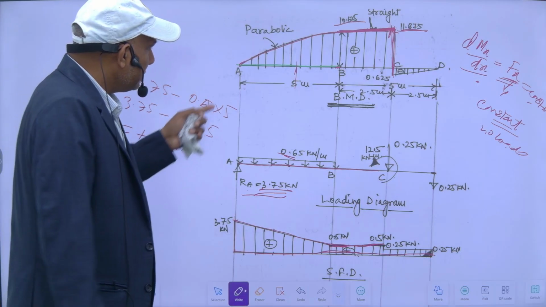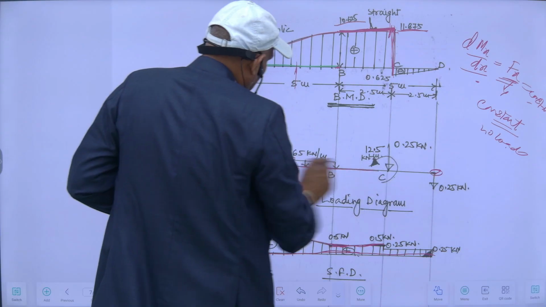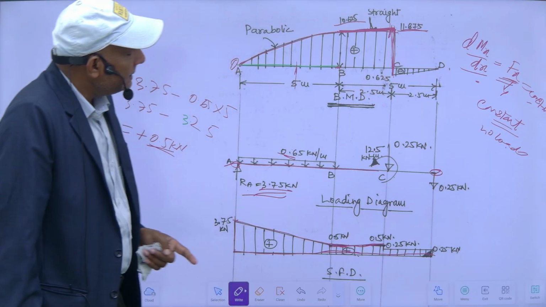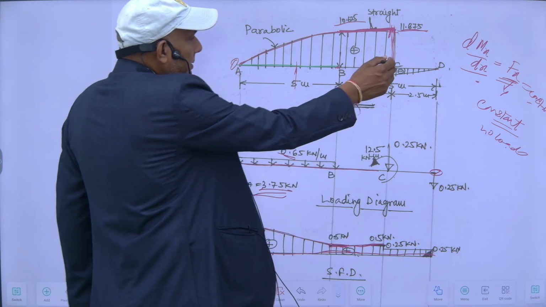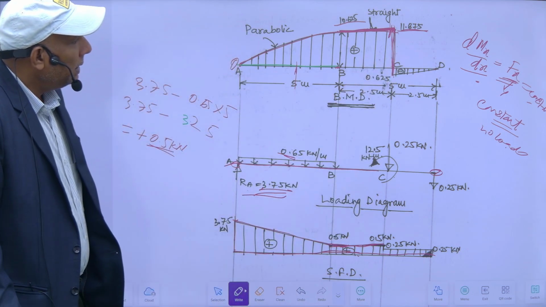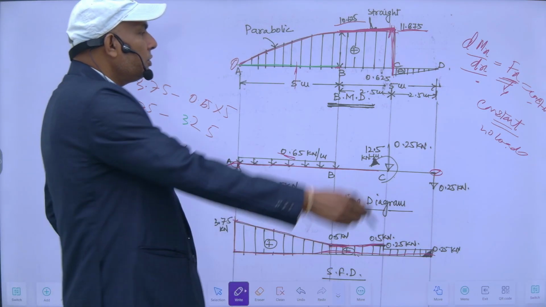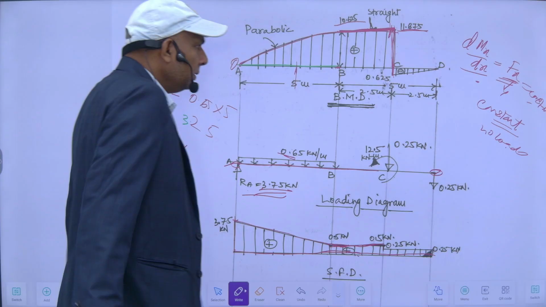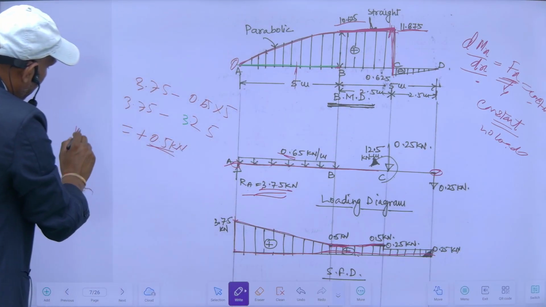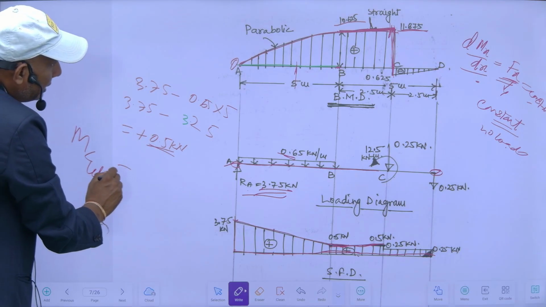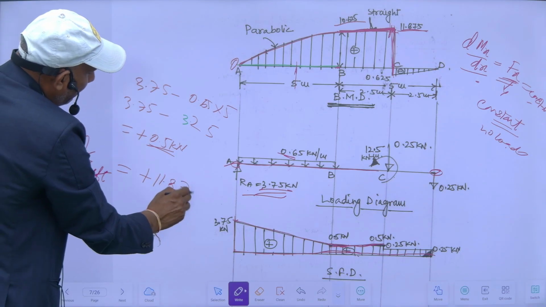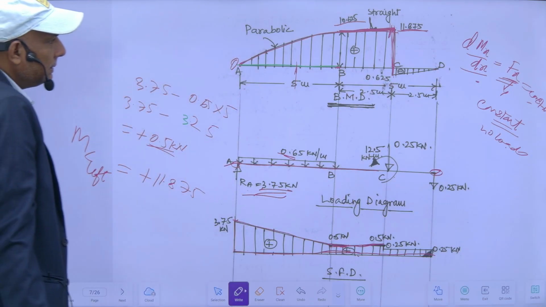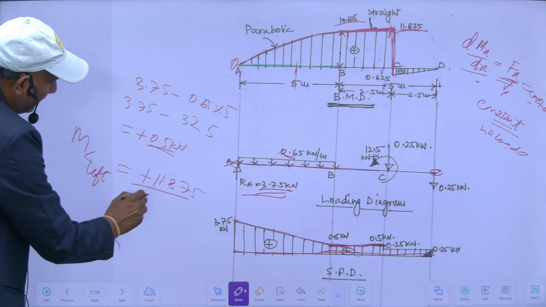So these are two supports, this A and this are hinged, and there is a sudden jump, a sudden decrease in the bending moment diagram at this C point. How is it possible? That is possible only when there is a moment, there is a couple. So if I see here, my bending moment at C just on the left is plus 11.875 and on the right side it is minus 0.625.